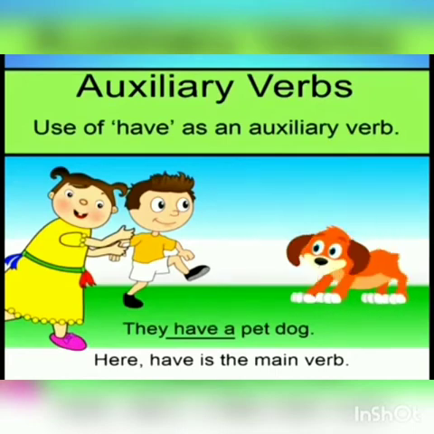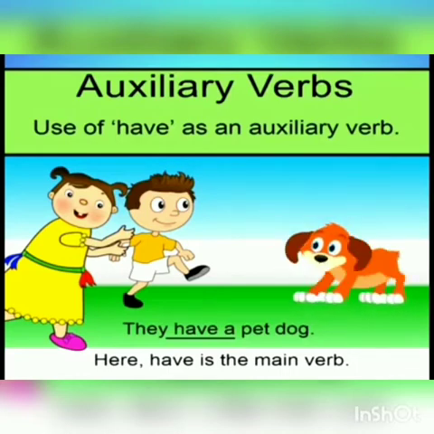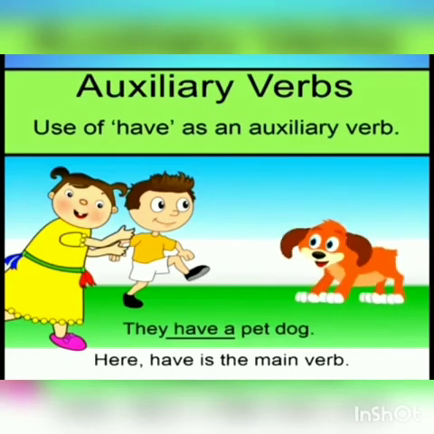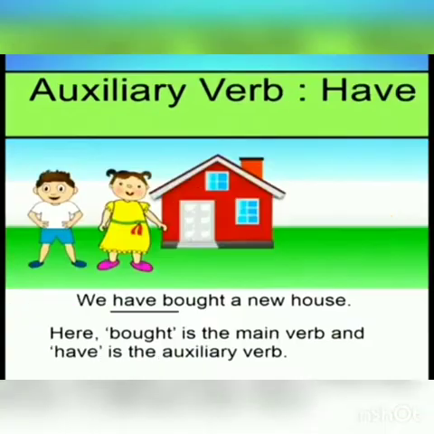Now let's look at the different usage of have as a verb. In the first case, have is used as a main verb. They have a pet dog. Here have is the main verb. How do you know this? There's no other action being done, so therefore have has to be the main verb.